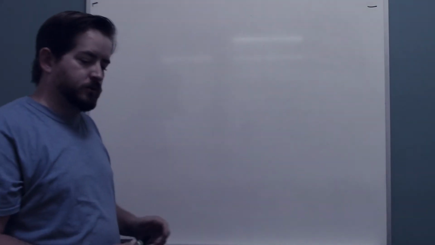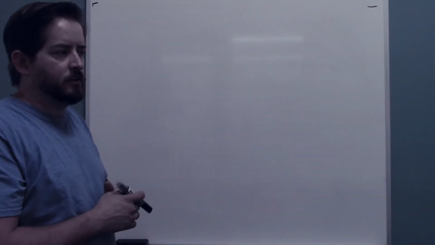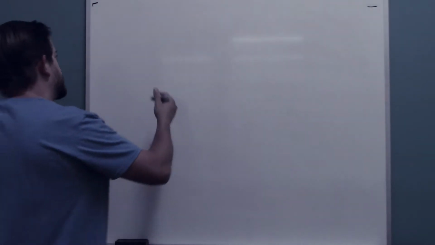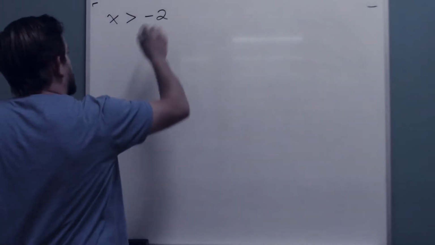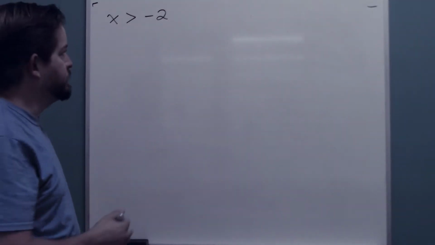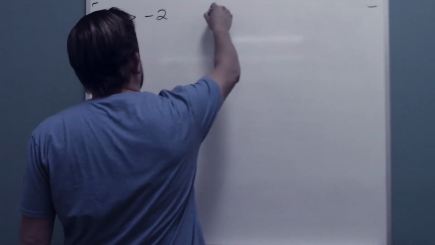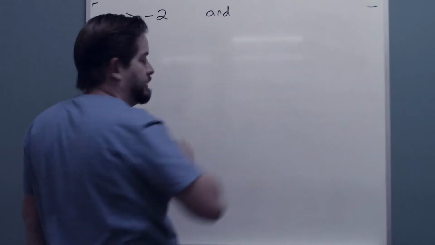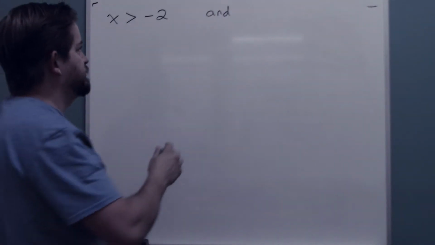Okay, welcome back. So we're going to do a couple of problems with the and/or statements. So let's start here. In fact, I'm going to grab this example from the book here. Not that one, this one. Let's take x is greater than negative 2. And let's start with an and statement, and then I'll do the same problem in an or statement. And x is less than 4.